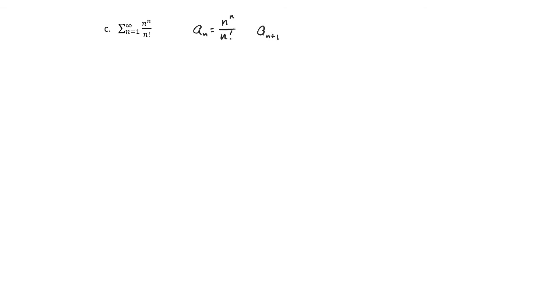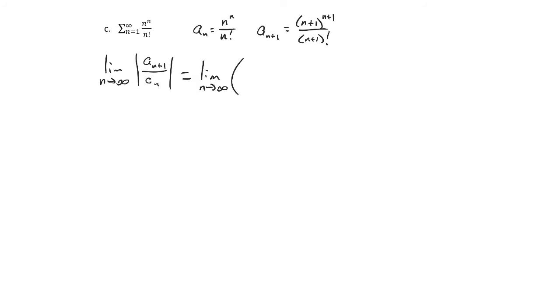In this case, a sub n is n to the nth over n factorial, which means that a sub n plus 1 is n plus 1 to the n plus 1 divided by n plus 1 factorial. We're going to look at the limit as n approaches infinity of a sub n plus 1 over a sub n. Again, each of these are fractions. When I divide, I can multiply by the reciprocal of the denominator instead. All of them also are positive, so I will not write absolute values anymore.